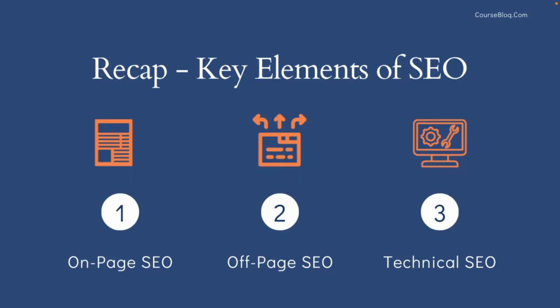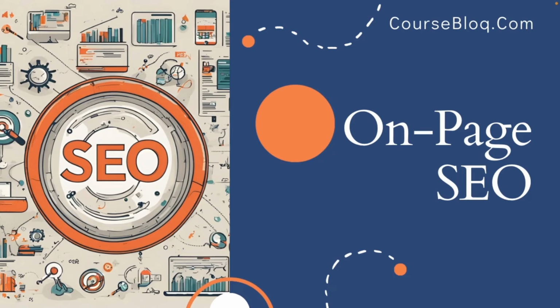Picking up from where we left off in the earlier lecture, there are three main aspects of SEO: on-page SEO, off-page SEO, and technical SEO. So let's start with on-page SEO. On-page SEO involves a number of actions that you can take on your website itself to improve your ranking. In other words, it's the activity you do on your website to optimize your web content for your target audience and for search engines.